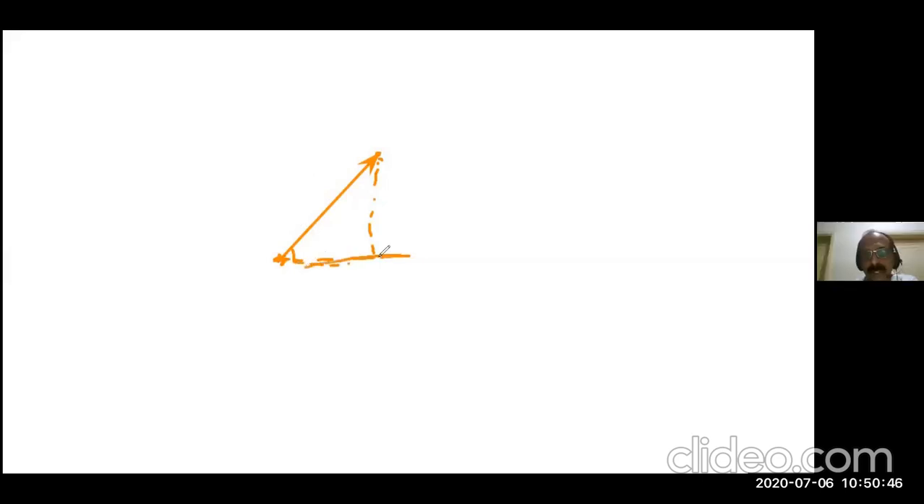This is the horizontal ground. From here, I am projecting an object with 10 meters per second at an angle of 45 degrees. After 1 second, how much distance will it travel? It travels 10 meters in this direction, along this line. That's the meaning of 10 meters per second.